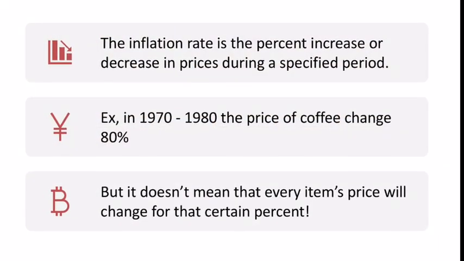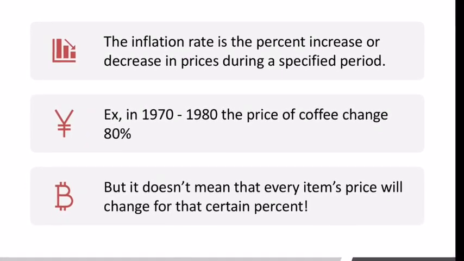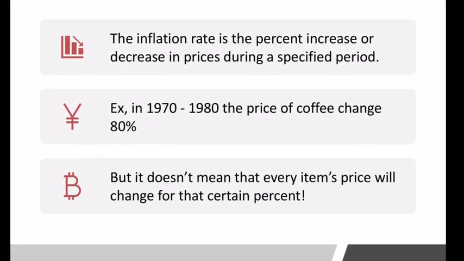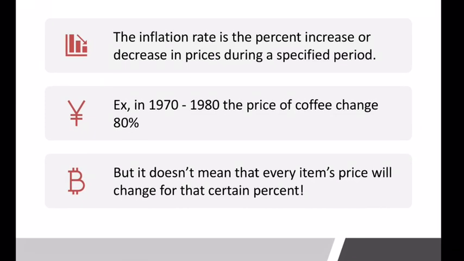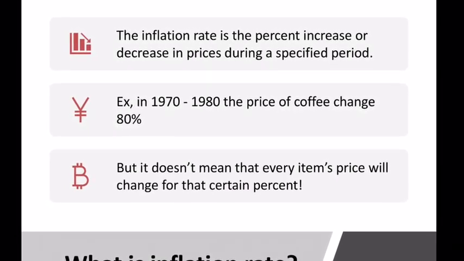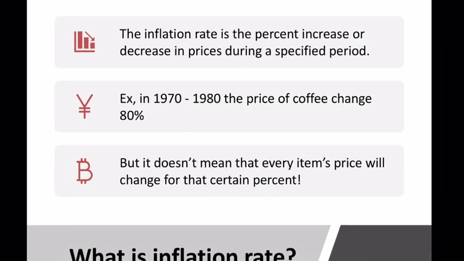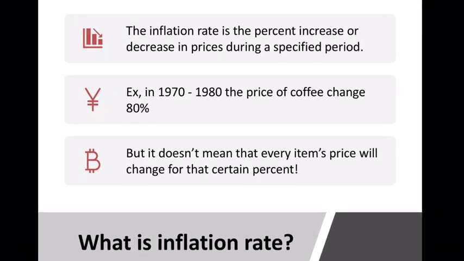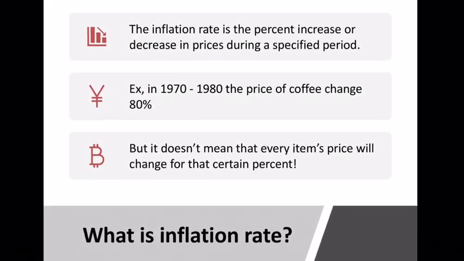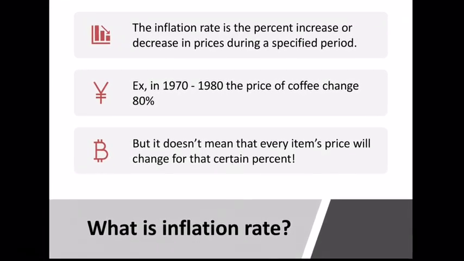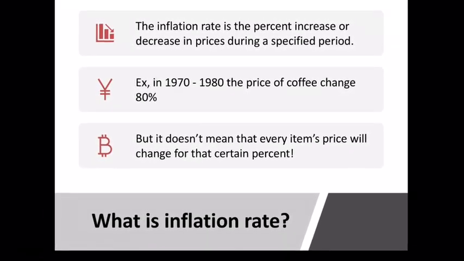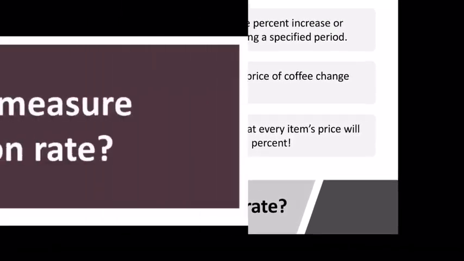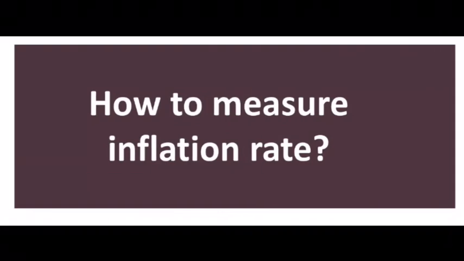The next one is the inflation rate. The inflation rate is just the percent increase or decrease in prices during a specified period. So in this example, in the first 10 years, the price of the coffee changed by 80%. So you can say that the inflation rate for this product in 10 years is 80%. But it doesn't mean that every item's price will change by that certain percent, because this is just an example of one product. So how do we measure the inflation rate in general?